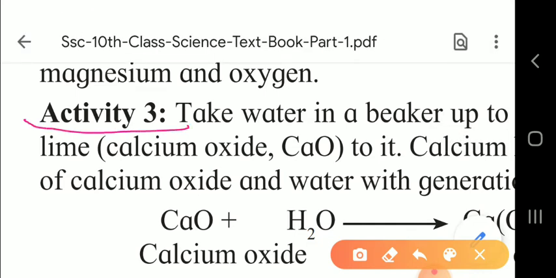This is our third activity. What do we have to take? We have to take water in a beaker. How much water? At minimum, half of the beaker should be filled. Then we add some slaked lime, that is calcium oxide, in that water. Then what will be formed? Calcium hydroxide will be formed. Why? Because here a combination reaction occurs: calcium oxide and water combine and generate a large amount of heat, and therefore calcium hydroxide is formed. See the reaction.